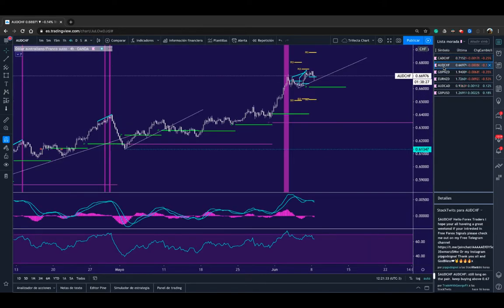After that, we have the Aussie against the Swiss franc, also with a nice upwards movement, but we have also a MACD divergent and also an RSI 5 here. So we can see if we break this trend line that I have drawn here, we can expect a nice movement towards this June monthly pivot or this weekly pivot that the price did not touch in the last week of May.